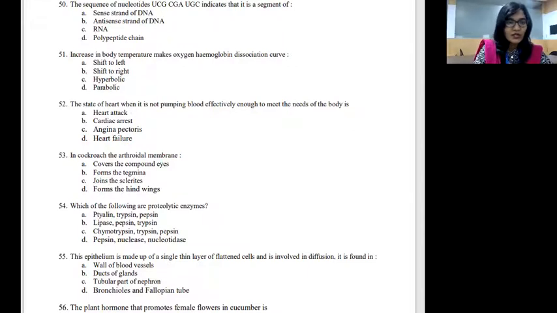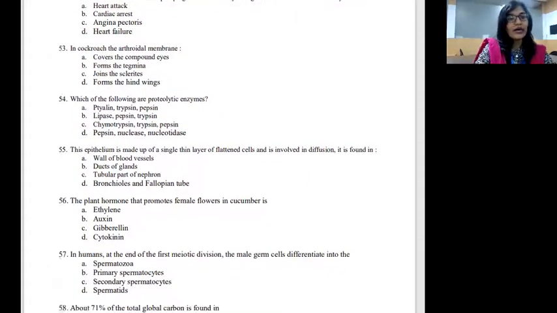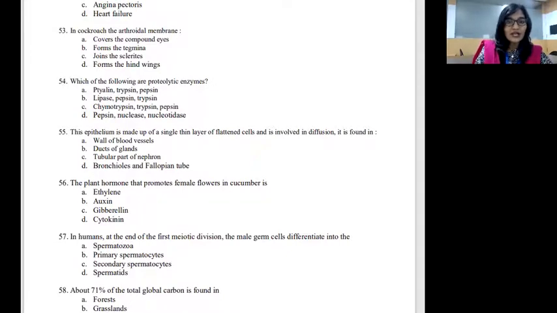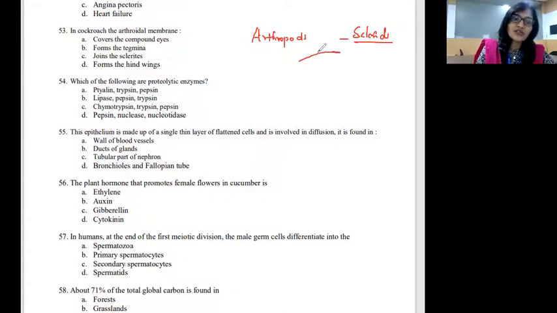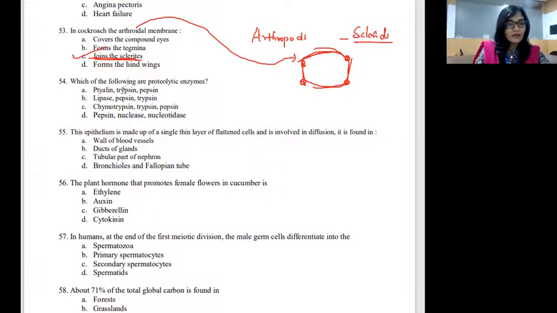The next question. In cockroaches, the arthrodial membrane. Where do you see it? Usually arthropods have an exoskeleton, and these exoskeletal plates are called sclerites. If they are present in the dorsal region, they are called tergum, and then sternum and pleura. So how are they connected? Tergum, sternum and pleura are connected by arthrodial membranes. So it joins the sclerites. So it's option C.